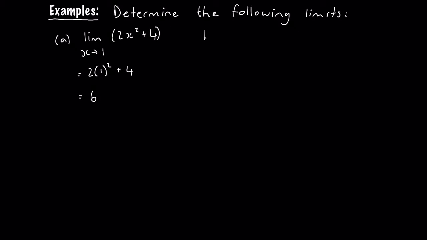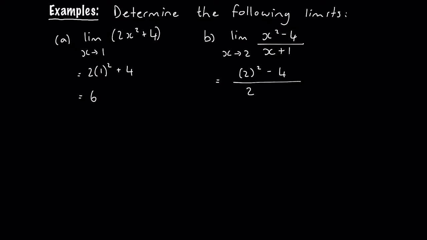Okay, example B. Determine the limit of x squared minus 4 over x plus 1 as x approaches 2. Right, also straightforward, we can substitute straight away. So in our numerator, we're going to get 2 squared minus 4 over, in the denominator, 2 plus 1. That simplifies to 0 over 3, which is then 0.